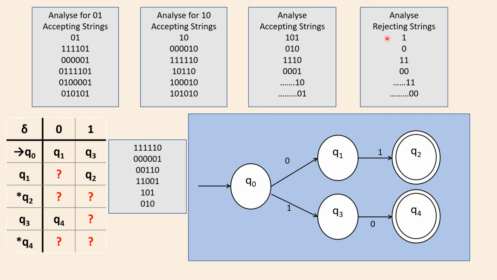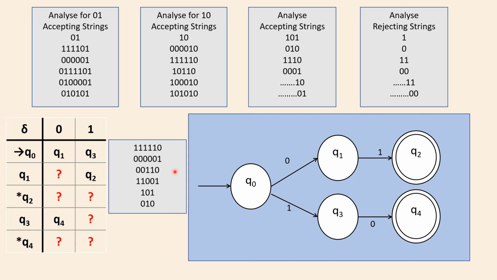What are the rejecting strings? If my string is only 1, it has to be rejected. If my string is only 0, it has to be rejected. If my string is 1, 1, it has to be rejected. Or if my string is 0, 0, this is also rejected. Or n number of combinations of ones and zeros ending with 1, 1, or if it is ending with 0, 0, it has to be rejected. If it is ending with 0, 1, or if it is ending with 1, 0, it has to be accepted. So here we have few accepting strings.